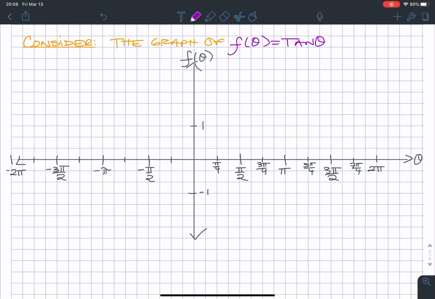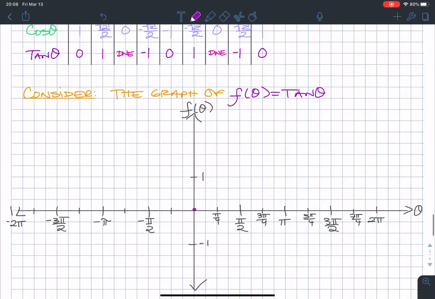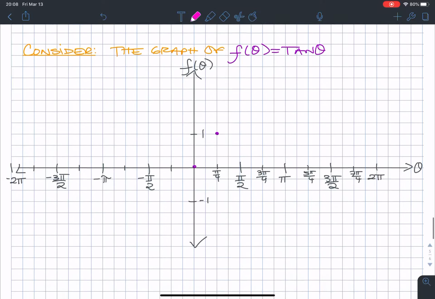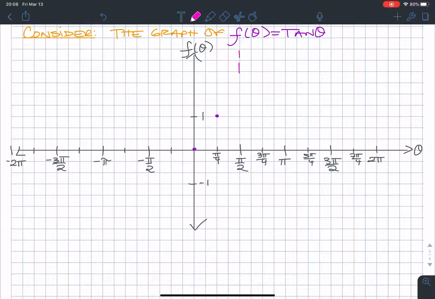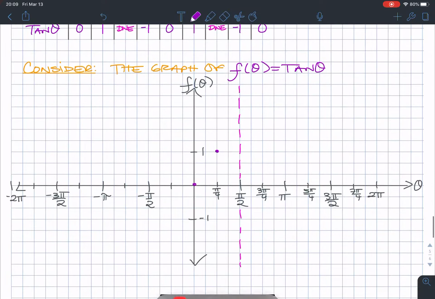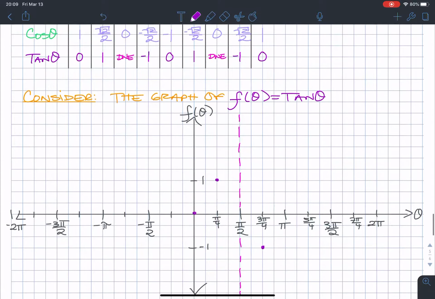Purple. So tangent of 0 radians is 0. Tangent of pi over 4 radians was positive 1. Tangent of pi over 2 radians does not exist because I'm dividing by 0. Hence I know that there's a vertical asymptote there. Okay, moving on to tangent of 3 pi over 4, and that is negative 1. So I have a point down here at negative 1. Tangent of pi is 0.